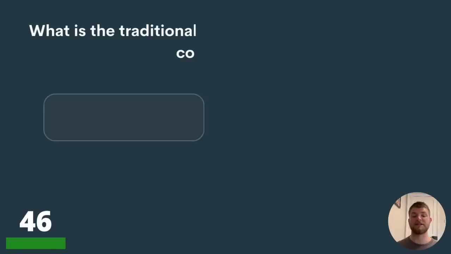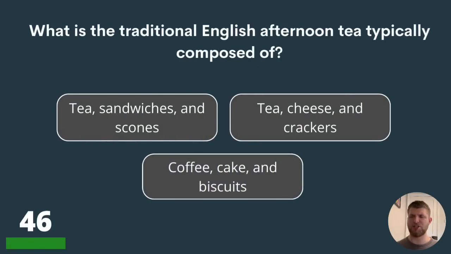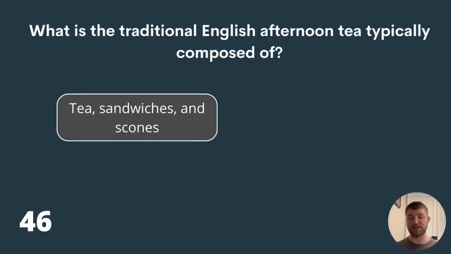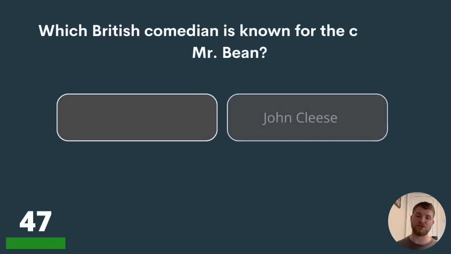Question 46. What is the traditional English afternoon tea typically composed of? Tea, sandwiches and scones, tea, cheese and crackers, or coffee, cake and biscuits? Traditional English afternoon tea typically is composed of tea, sandwiches and scones.